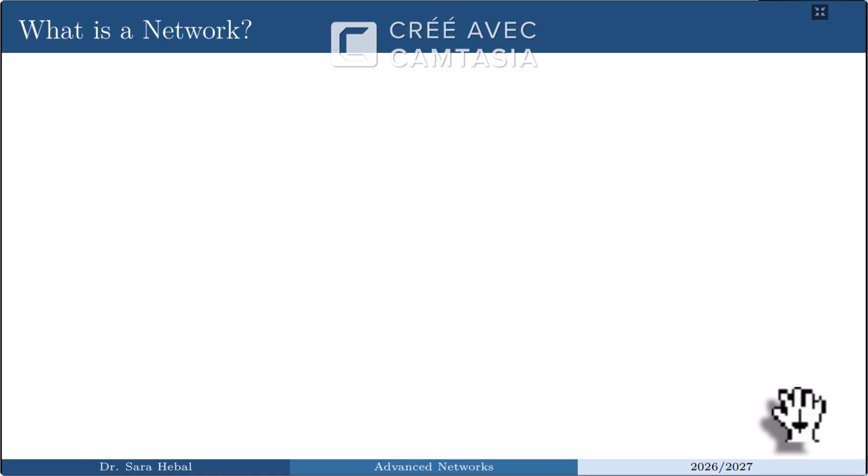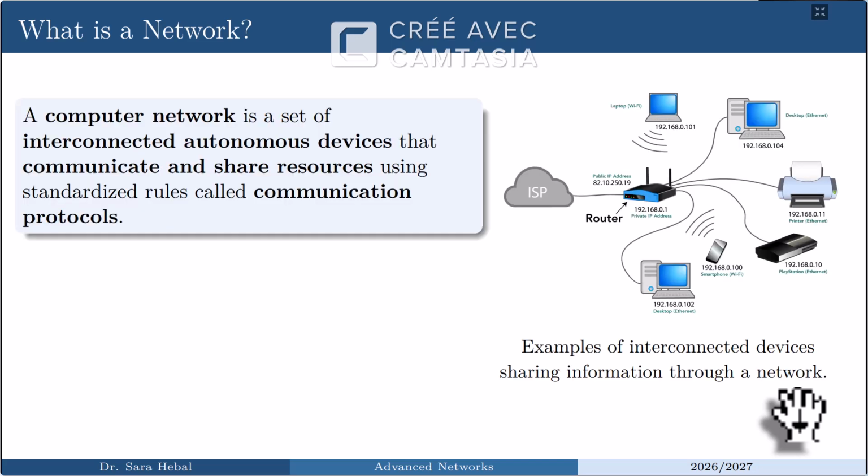Now, let's define what we mean by a computer network. So a computer network is what? It is a set of interconnected autonomous devices. These devices communicate and share resources using standardized rules called communication protocols. So let's briefly explain each part of this definition.